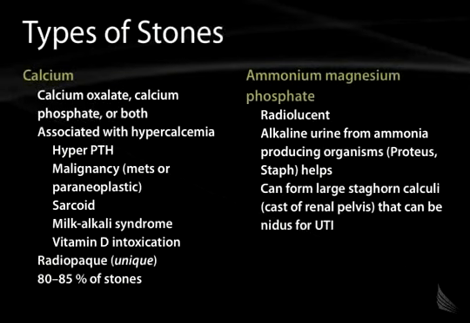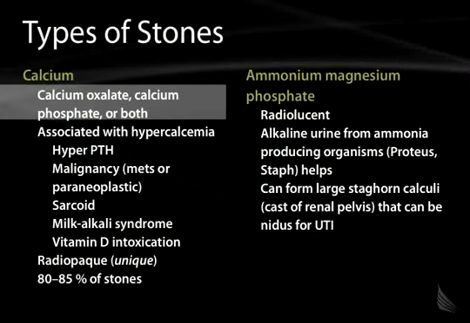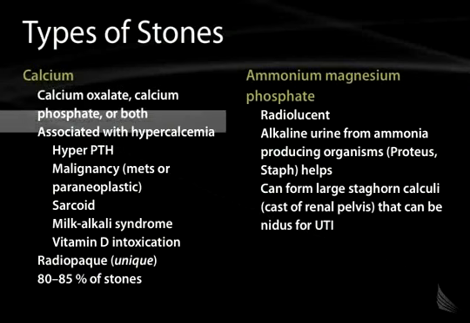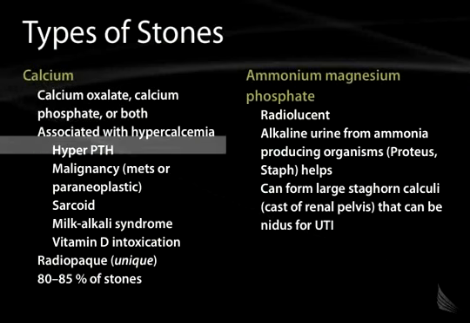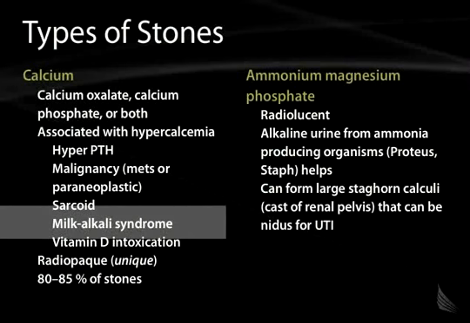Now, there are several different types of stones. The most common of these are calcium stones, either calcium oxalate or calcium phosphate or both. This occurs most commonly in individuals that have some type of hypercalcemia, be it from hyperparathyroid syndrome, from malignancy, from sarcoid, from vitamin D intoxication, or what have you.